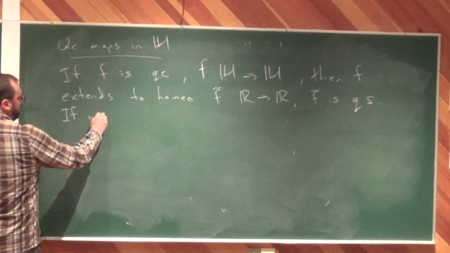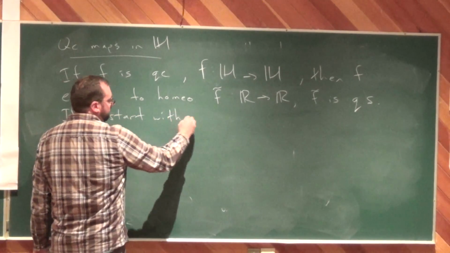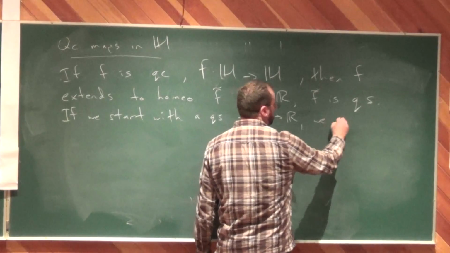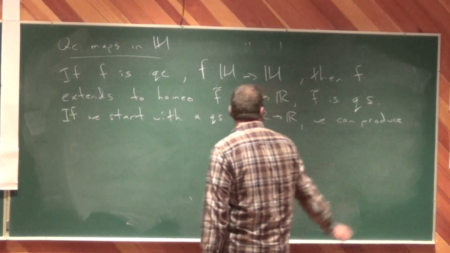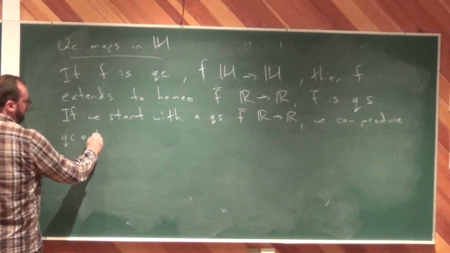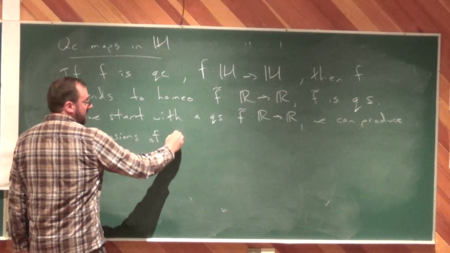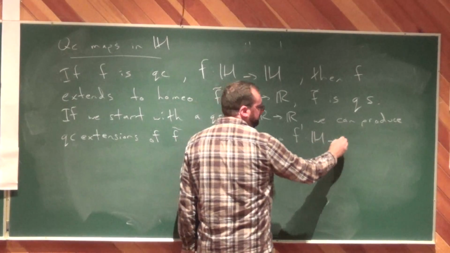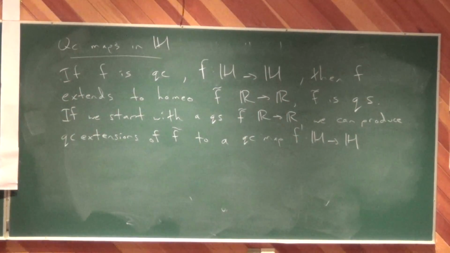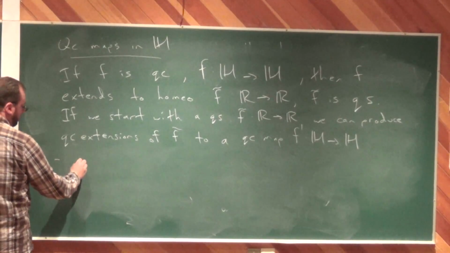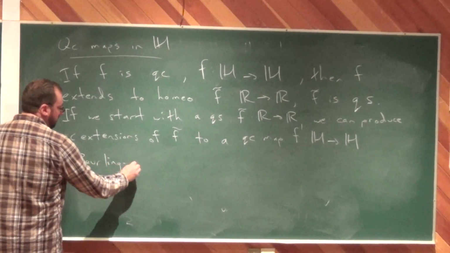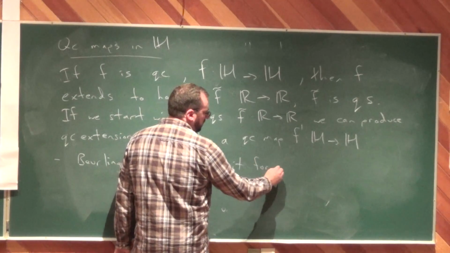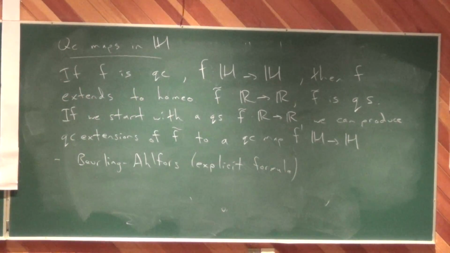So if we start with a quasi-symmetric map f tilde from R to R, we can produce quasi-conformal extensions of f tilde to a QC map f from H to H. So the extension isn't unique, there's lots of them. I believe the first was the Ahlfors-Beurling extension, which can be written down with an explicit formula. So it gives you f explicitly in terms of f tilde.